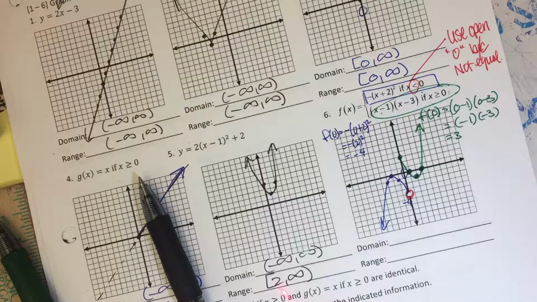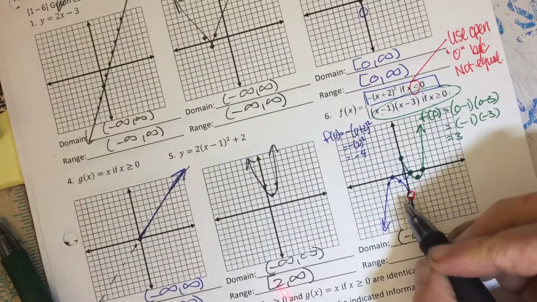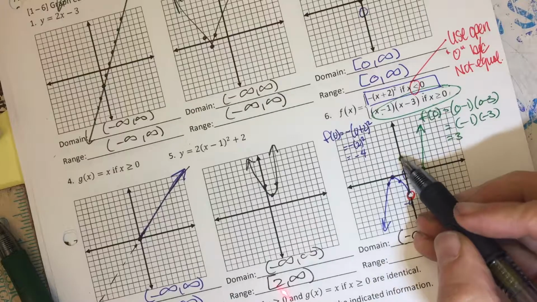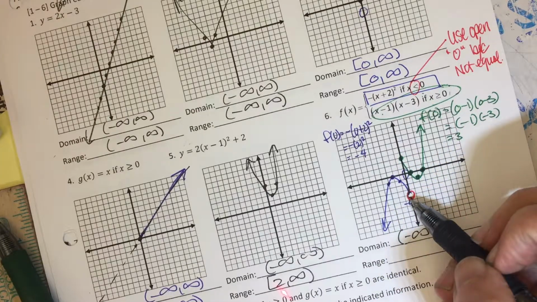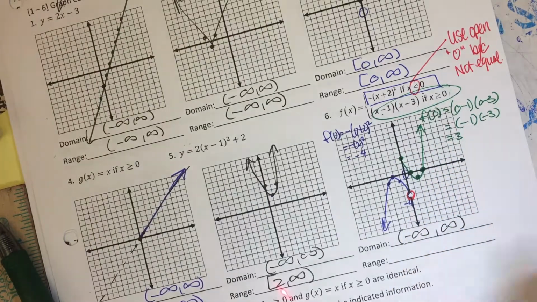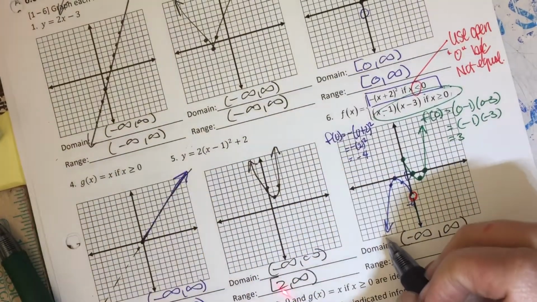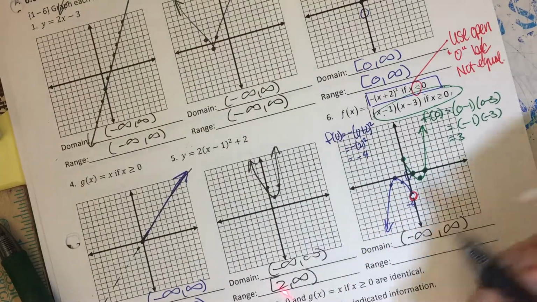Okay. Domain, it goes forever to the left. It looks like it stops here, but there's an x value right there that is 0. So it goes all the way up to 0. And then it starts at 0 again and keeps going. So that's infinity, infinity. It goes down forever and up forever. There are some duplicate y values, but that's okay because they're all covered.